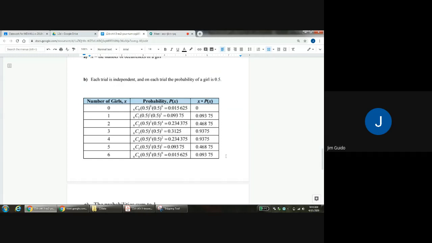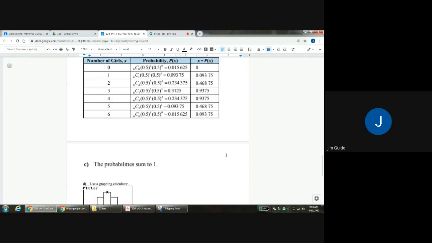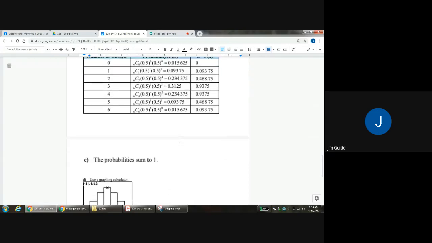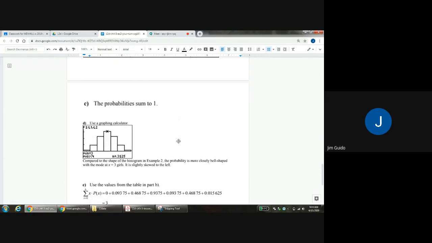expectation. So now let's verify that the sum of the probabilities is 1. If we add up this second column, the probability column, you'll see that you'll end up with 1.00, which is 100%. And because the sum of the probabilities is 100%, we have a complete distribution table. The table is complete and the distribution is complete. Therefore, we can move on to the next part of graphing the histogram.